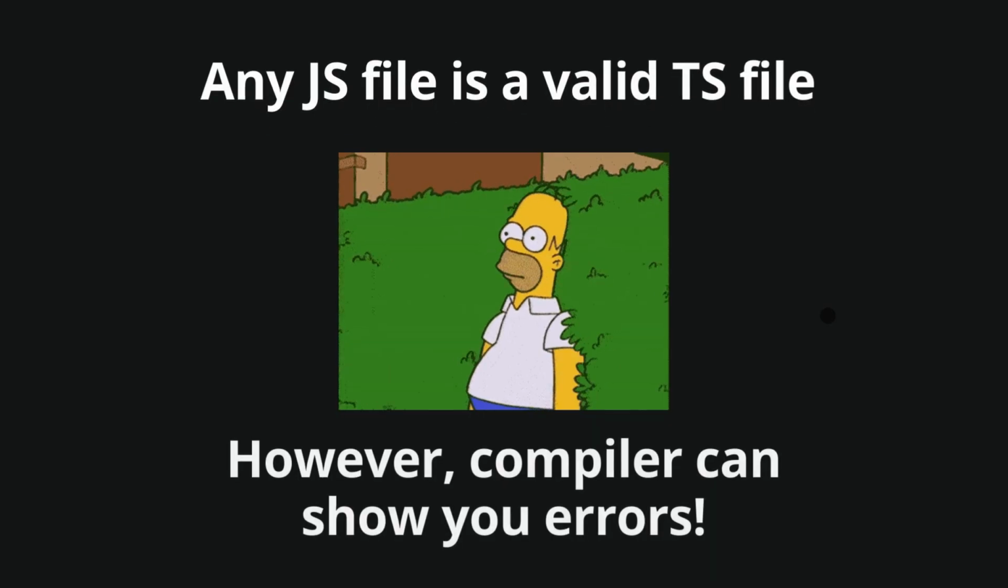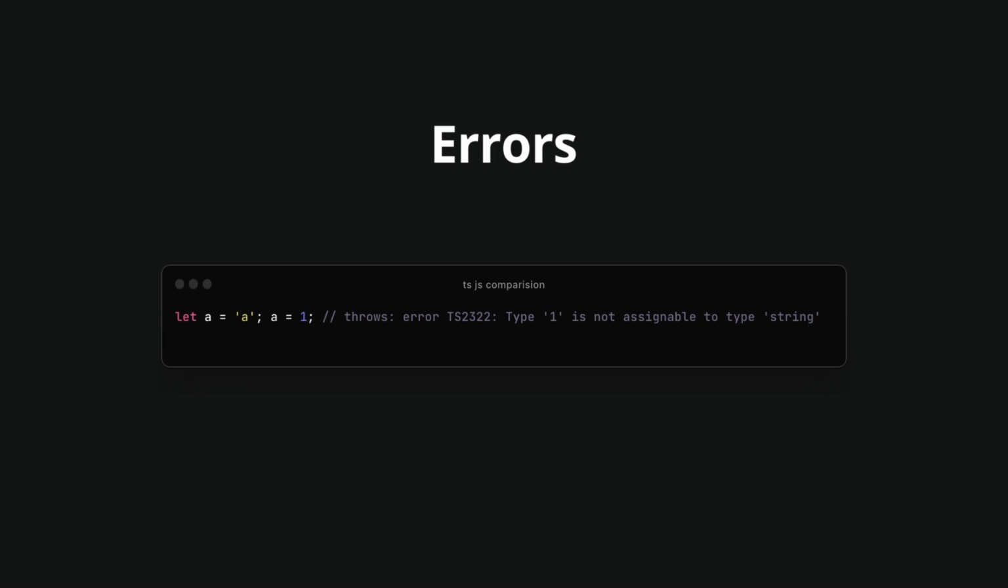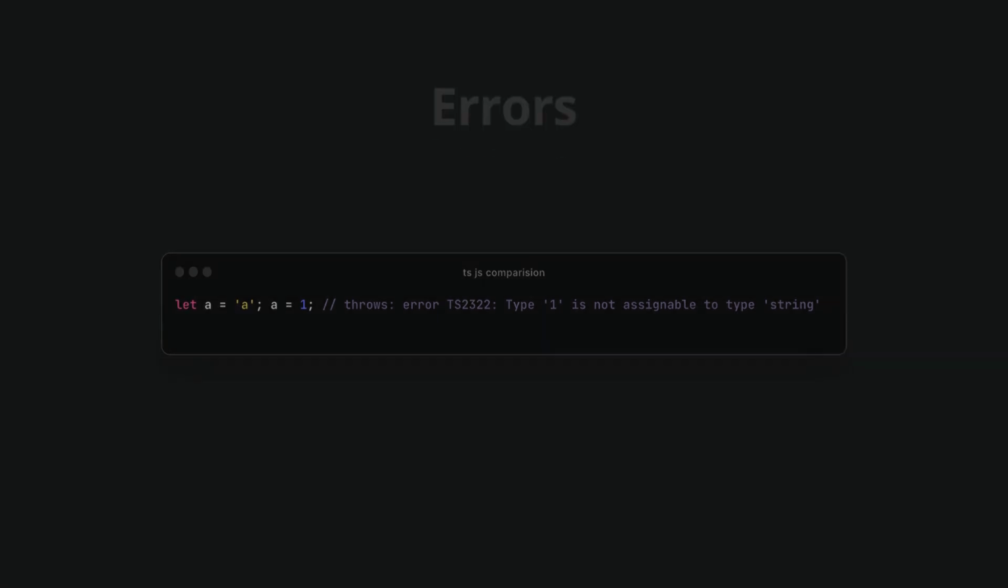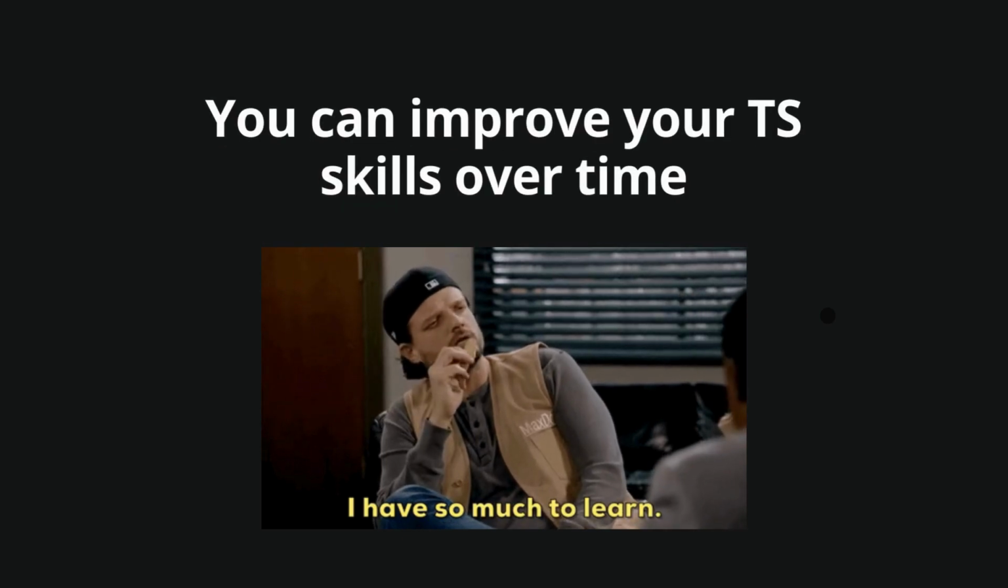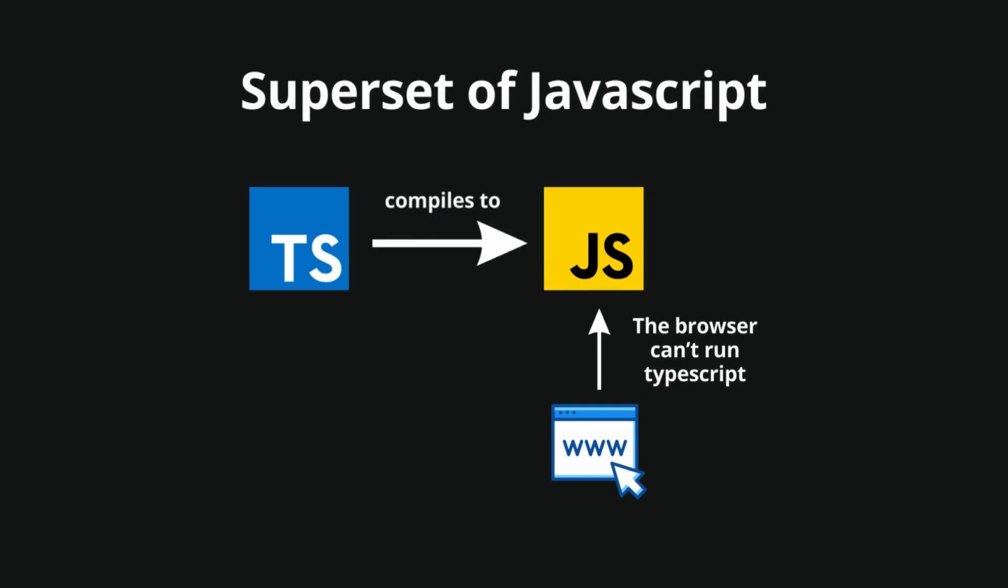However, it doesn't mean the TypeScript compiler can process all JavaScript, like in the attached example, where the variable is switched from string to number type. Despite the compiler errors, you still can implement TypeScript step by step. It is worth mentioning that TypeScript must be compiled to JavaScript because the browser cannot directly run it.